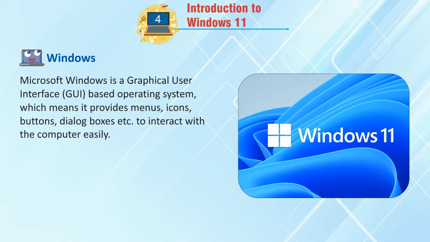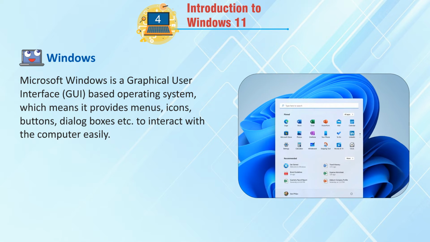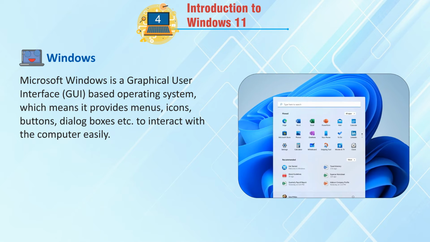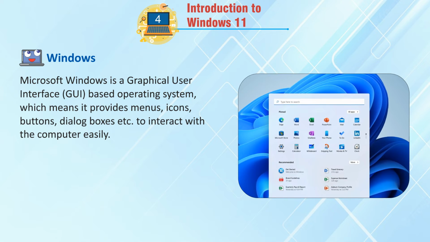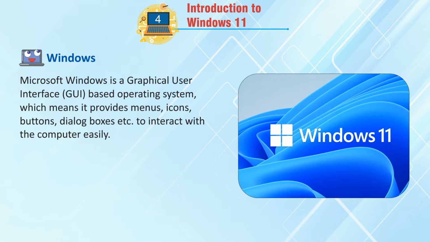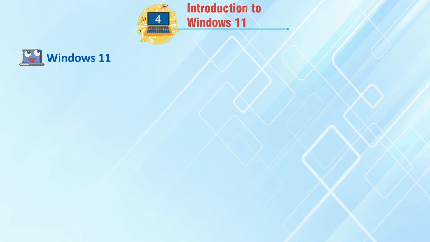Windows. Microsoft Windows is a graphical user interface based operating system, which means it provides menus, icons, buttons, dialog boxes, etc. to interact with the computer easily. Bit. DOS is a text-based operating system because user has to type commands to perform any task. It was used earlier.